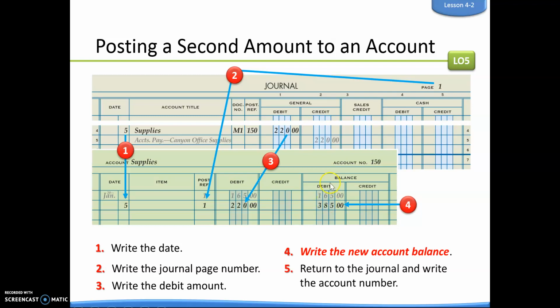And then last but not least, we go back and we put our account number, which is 150, up into the post reference column of the journal. Again, remember I said so many people forget to do step 5. Don't forget to do step 5.